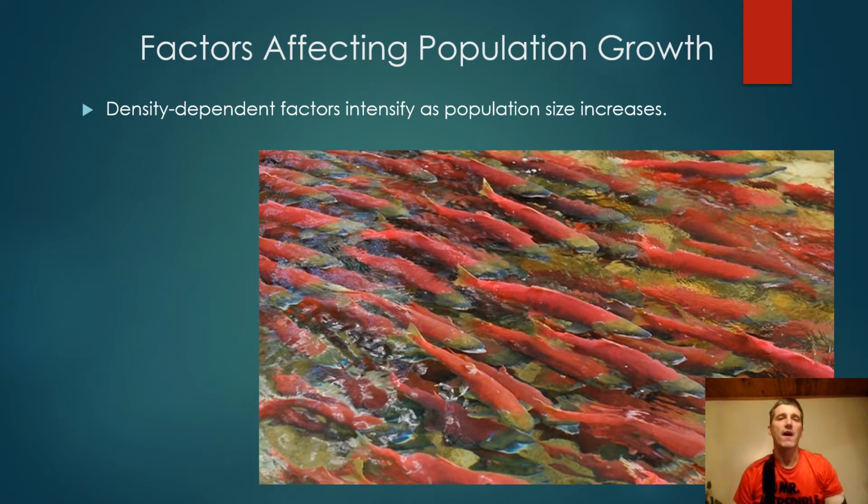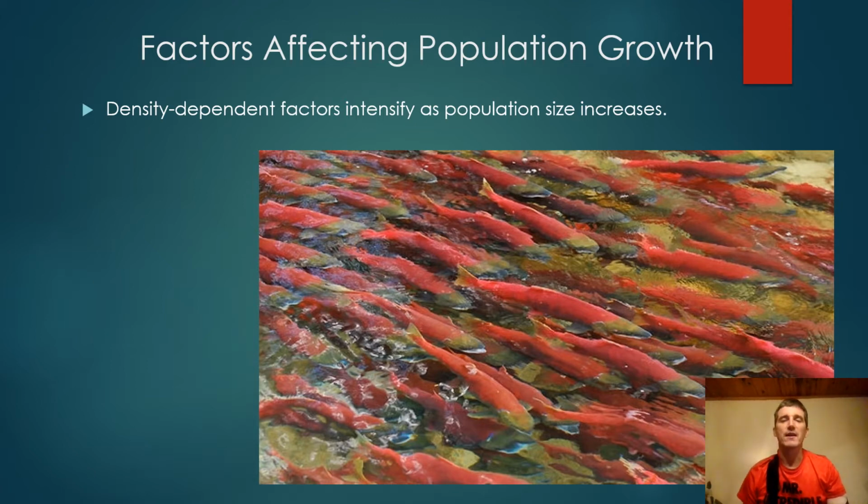Typically, density-dependent factors intensify as the population size increases. A very well-known example is salmon and the spawning of salmon. When salmon, like in this image, are moving upstream to spawn, they lay their eggs in the gravel and the sand. And when there are hundreds or thousands or hundreds of thousands of fish moving through there, there could be so many salmon that they actually wipe out the nest of other salmon as they come through there.